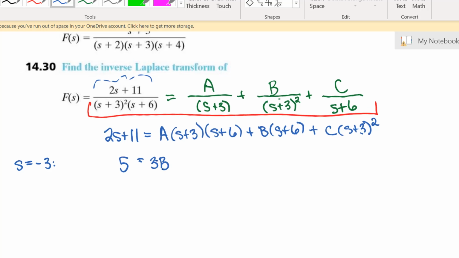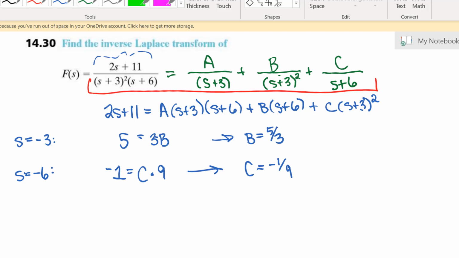And the c is being multiplied by 0, so that's gone. So I get b equals 5/3. Okay, and then I would plug in s equals -6. So -12 plus 11 is -1. And then the a is being multiplied by 0, the b is being multiplied by 0, so the only thing left is the c. And -6 plus 3 is -3, but then I square it, so I get 9. So c is -1/9.